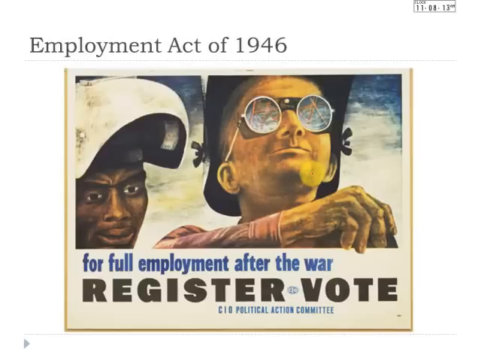So the first thing that Truman does to make sure that the economy is restored is he passes the Employment Act of 1946. What the Employment Act of 1946 does is that it creates government policies to promote maximum employment, production, and purchasing power.